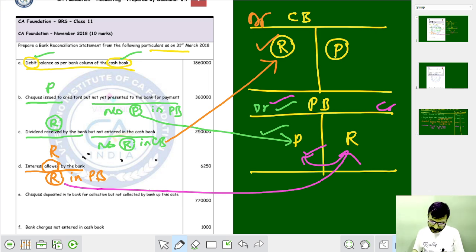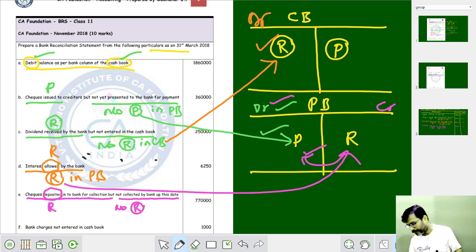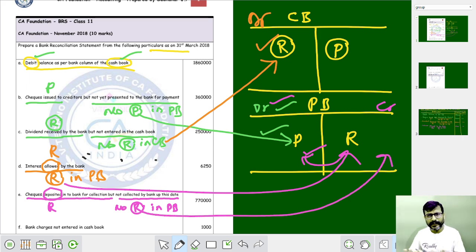What is there? Checks deposited into bank. See here, we have deposited. Deposited means receipt. This is basic knowledge. Sent for collection but not collected by the bank up to this date. It means what? No receipt. Where? No receipt in the passbook. When there is no receipt in the passbook, it is not there on the receipt side. When it is not there on the receipt side, we have to enter on the same side, which means we have to take it on the credit side only.